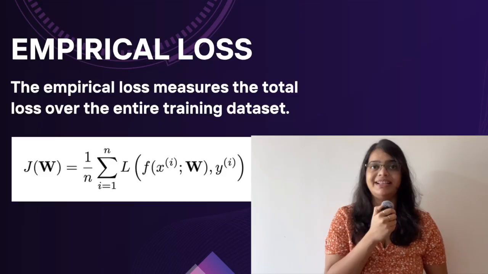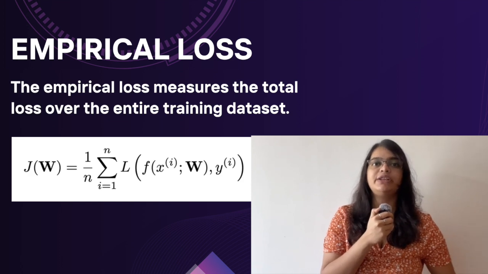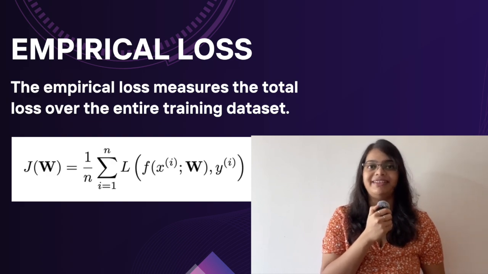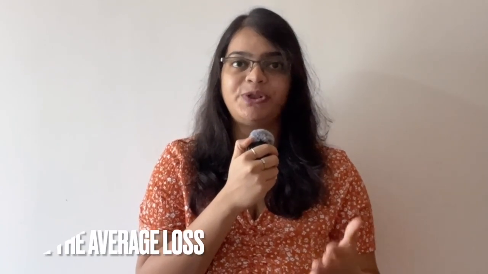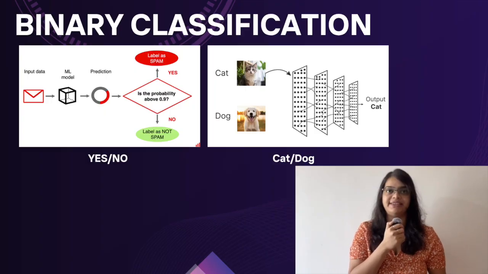But real AI does not learn from just one example. It learns from thousands, sometimes millions of examples. So instead of looking at one mistake, we calculate the average loss across all examples. This is called empirical loss. Think of it like this: one bad answer does not matter much, but if your average score is bad, then your model is actually performing poorly. So, the goal of training is simple. Minimize the average loss.